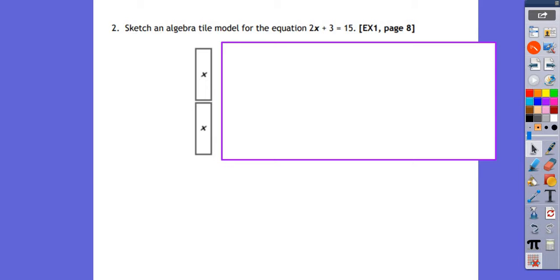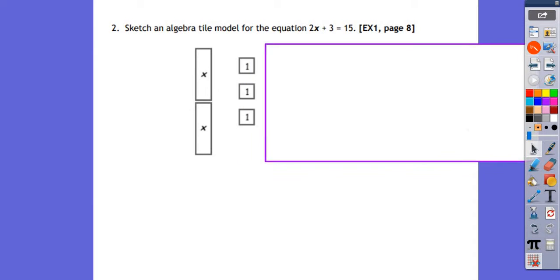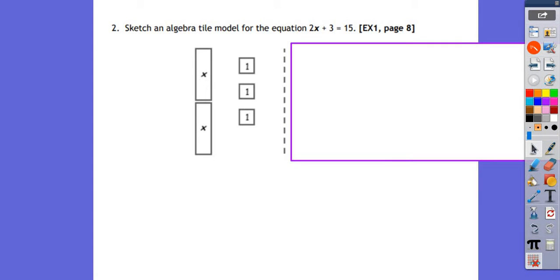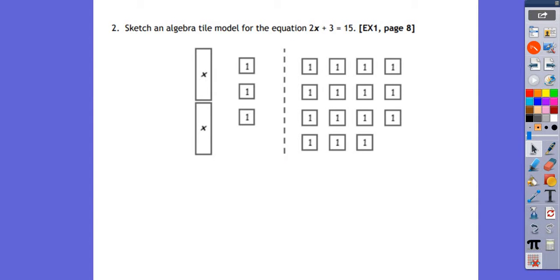Okay, then I need a plus 3, so what do I draw for that? I'm just drawing right now. 3 squares. Just drawing the equation right now. So 3 squares, a dashed line means equal. And what does it equal? 15. So how many squares or rectangles? Squares. I need 15 of those drawn.